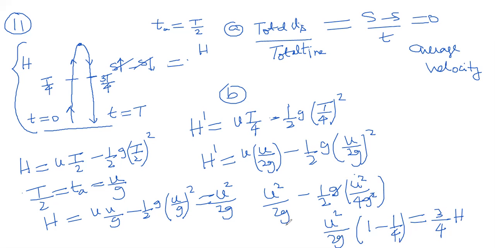Understood? So your h dash is not simply linear, as half of it. Time became half, but maximum height doesn't become half. Maximum height becomes 3 by 4. Please write this. Is it understood very clearly? You can copy that.